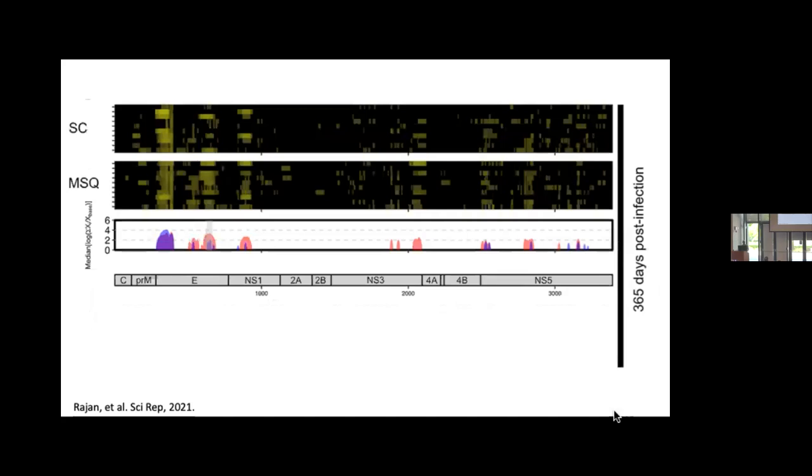But at a year post-infection is where we started to notice some pretty significant differences. So while that initial big hump seen in the envelope protein is present and looks roughly the same between the subcutaneously infected and the mosquito-infected macaques, there are other regions in the envelope protein where there seems to be much higher reactivity in the mosquito-infected group. That's also true in the NS1, in several sites within the NS3 protein, and in several sites within the NS5 protein as well. So hopefully, looking at this, you can be convinced that there's a pretty substantial difference in how the immune profile evolves over time by the route of infection.